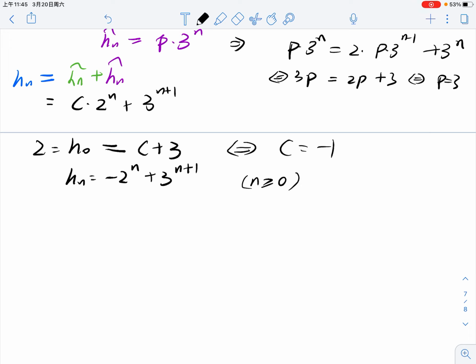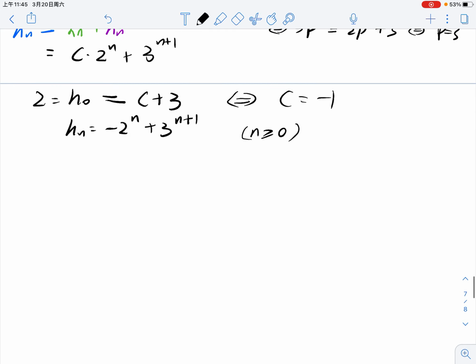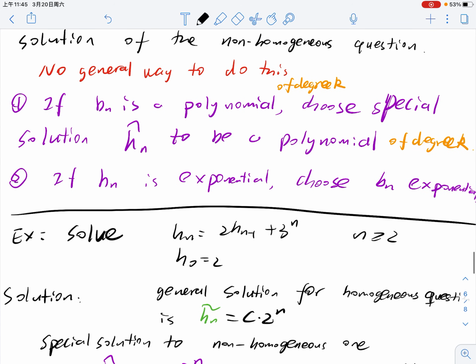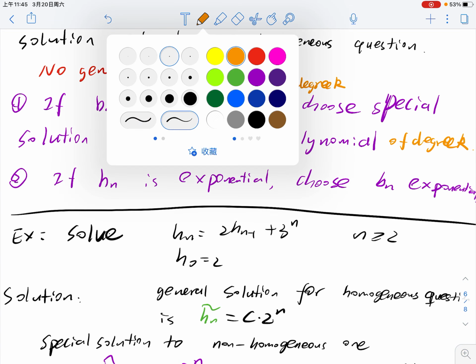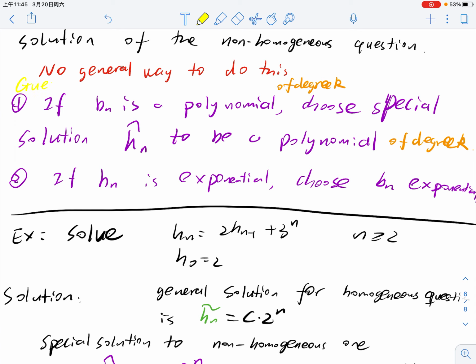Okay. So that's how we solve the non-homogeneous ones. And probably I need to make a remark. So here, guess a similar form.